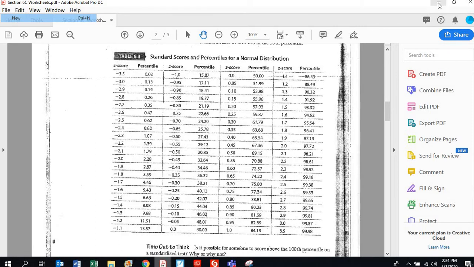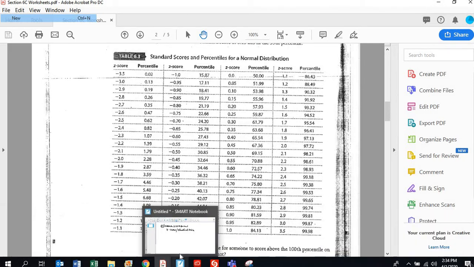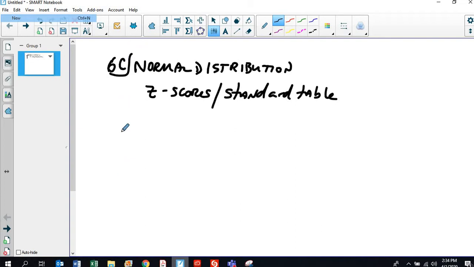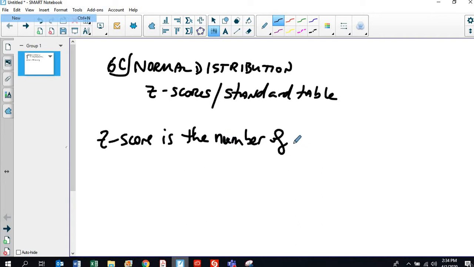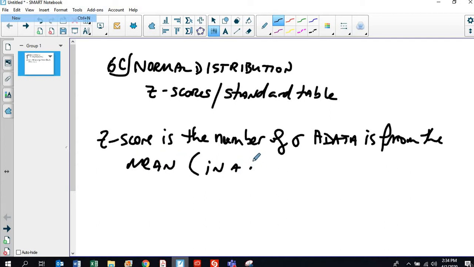idea. Here's what the Z-score really means. This is my definition: the Z-score is the number of sigma, the number of standard deviations a data point is from the mean, in a normal distribution. Obviously we're talking about normal distributions here. So it's the number of standard deviations.